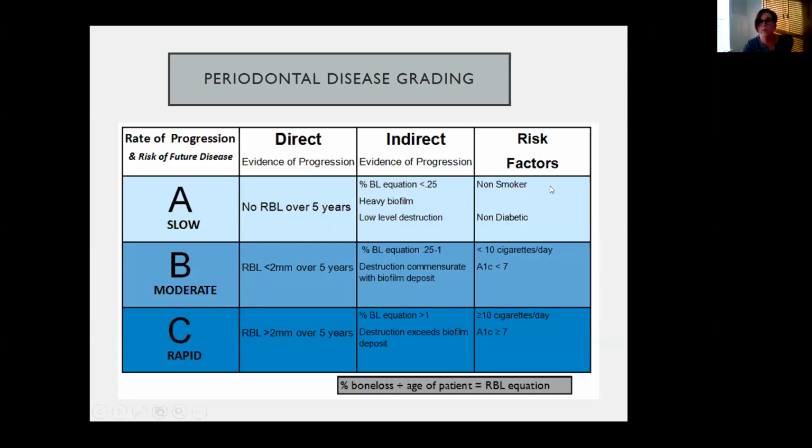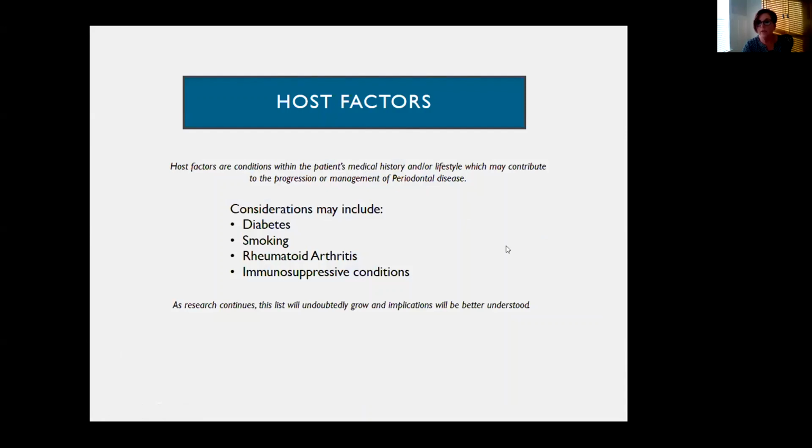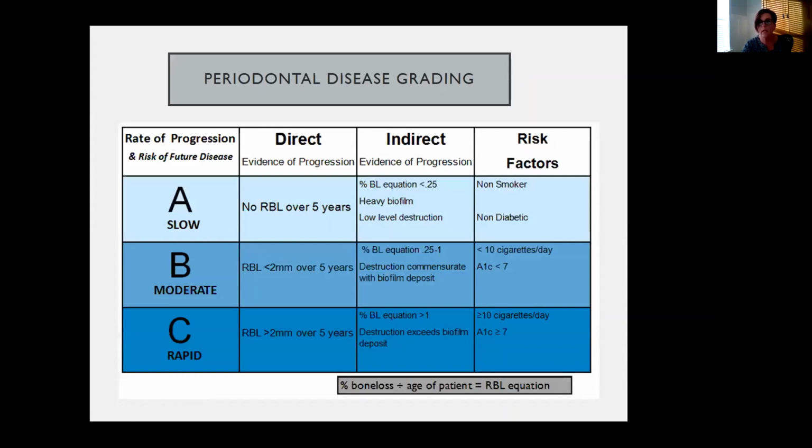All right, so also I wanted to point out, we have had enough research to show us how smoking and diabetes really affect the periodontium and the body's response to the disease process. So they cannot be a smoker or diabetic and be in that A category. So if they smoke less than 10 cigarettes and they've kept their A1C pretty much under control, under a 7, then they would be a B. If it's over 7, it's a C.